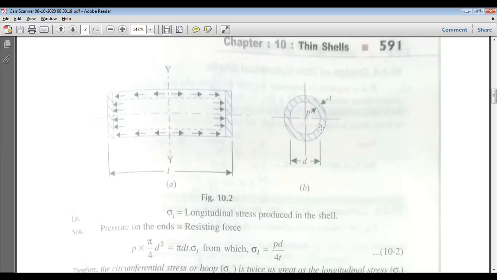So P into pi by 4 d square, where pi by 4 d square is the cross sectional area of the opening. So P into pi by 4 d square is the force P exerting on the wall.